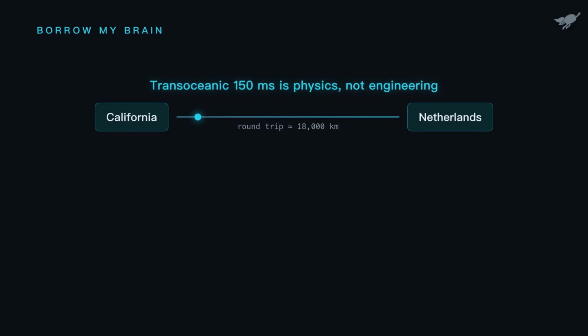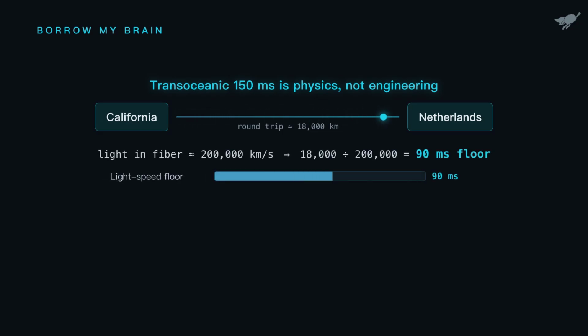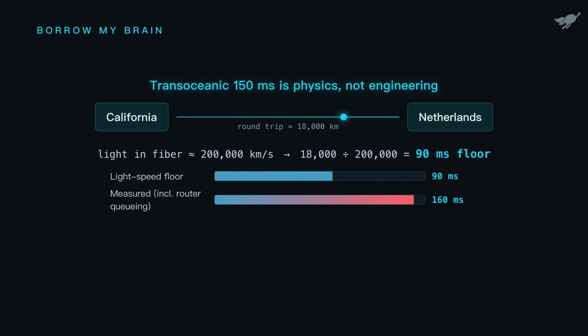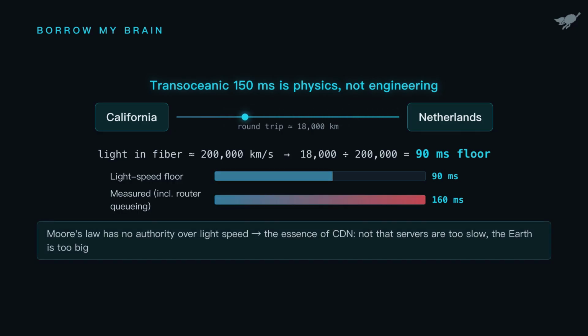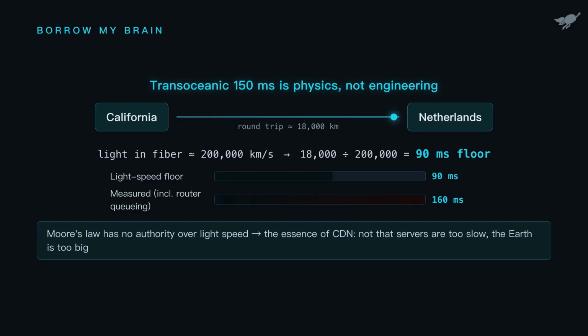Because the transoceanic number isn't decided by engineering, it's decided by physics. Light in optical fiber covers about 200,000 kilometers per second. California to the Netherlands is nearly 9,000 kilometers along the route, 18,000 round trip. The speed of light alone eats 90 milliseconds. Add routers queuing and forwarding hop after hop, and 150 to 160 milliseconds is simply the floor. Moore's law has no authority over the speed of light.